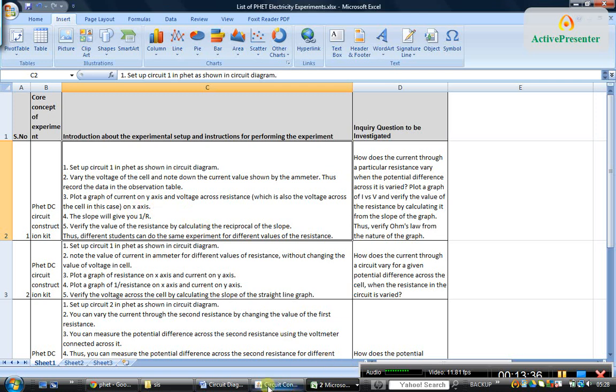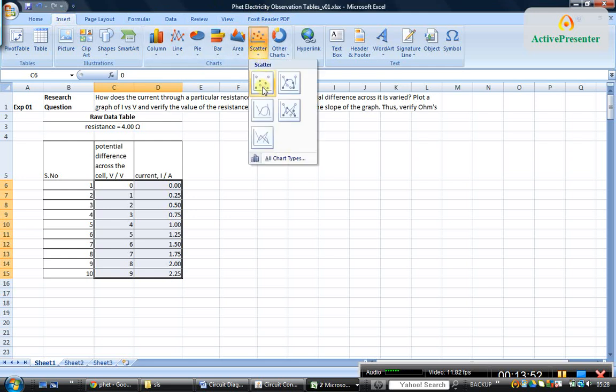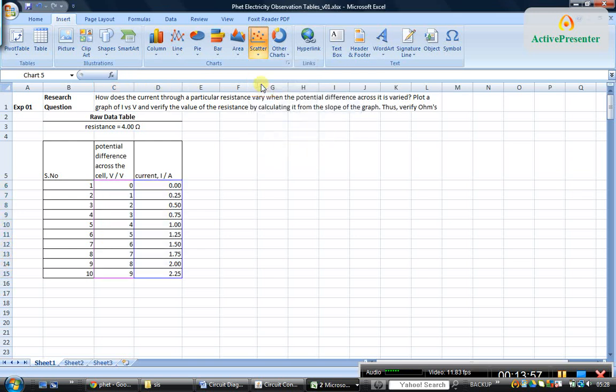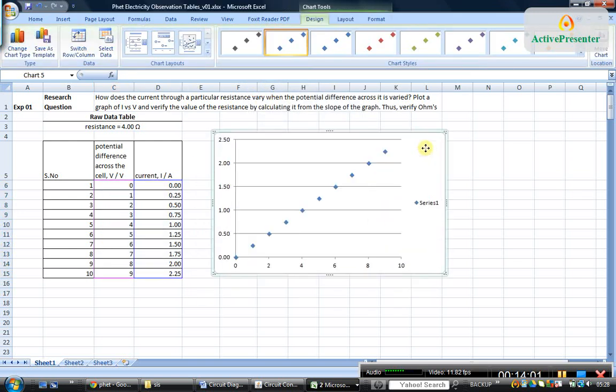Yes, current on y-axis, okay. So you need to first select the cells containing the x and y values, that is the independent and dependent variable values. Then go to the insert menu, click on scatter, select the graph with all the dots, the scatter with only markers. So the spreadsheet will give you the graph.